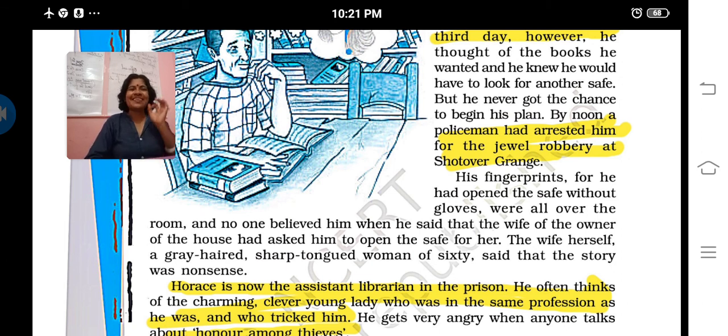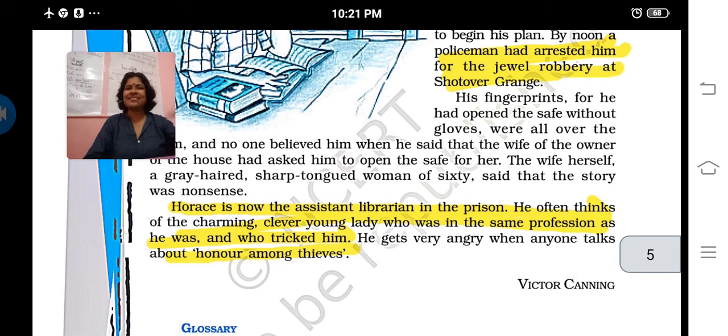Horace is now the assistant librarian in the prison. He often thinks of the charming, clever young lady who was in the same profession as he was. Both of them were in the same profession. Clever young lady. She was so clever that she tricked him. He gets very angry when anyone talks about honor among thieves. There is absolutely nothing called honor among thieves. Right? So the saying that says honor among thieves is absolutely false.